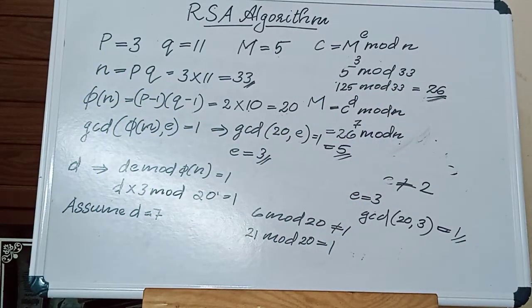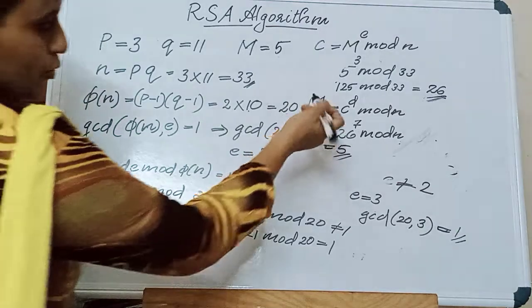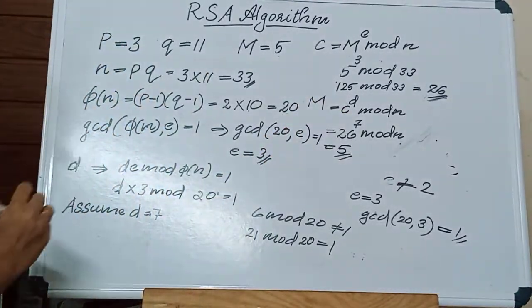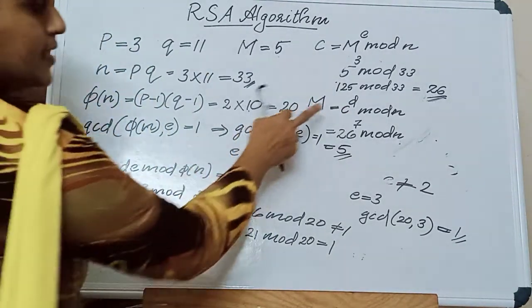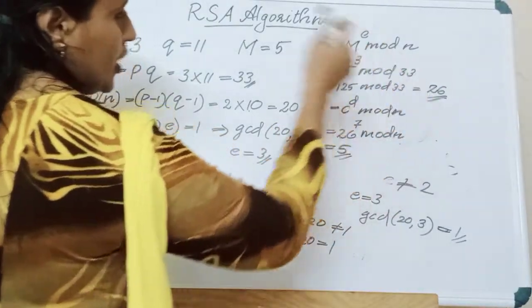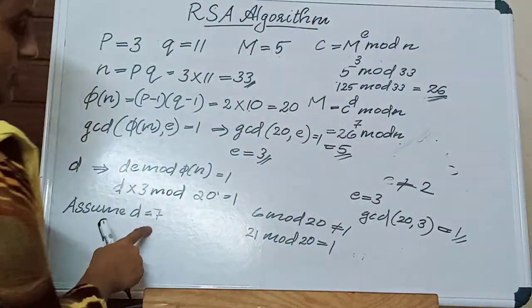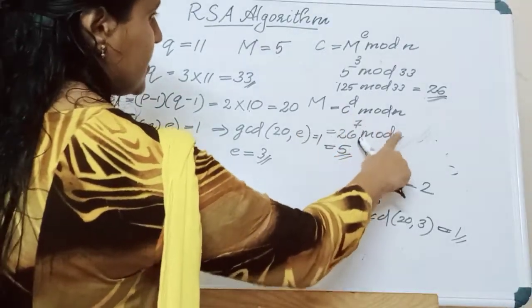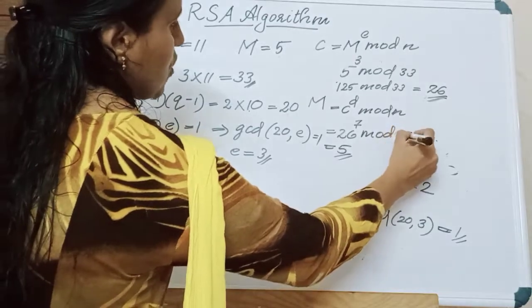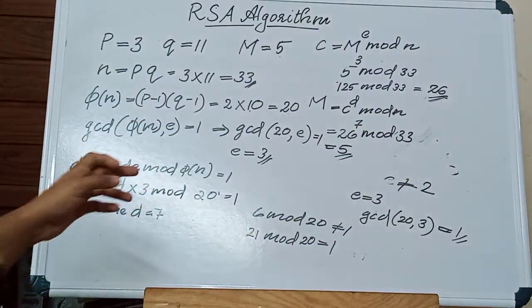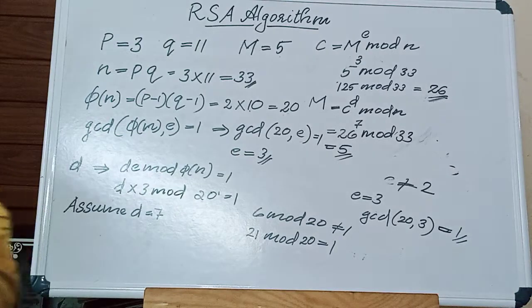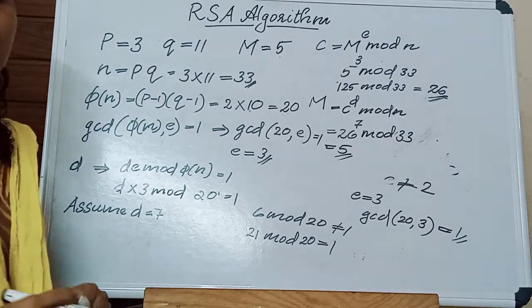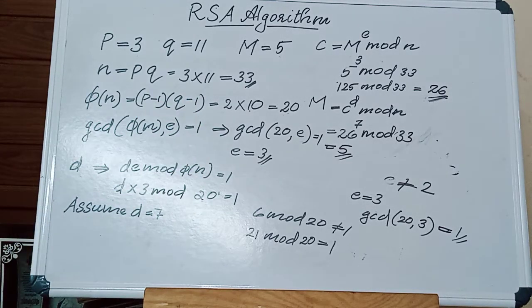Next is decryption. For performing decryption, use this formula m is equal to c raised to d mod n. Here c value is 26, d value is 7, so 26 raised to 7 mod n, n is 33. After calculating this mod, we will get the plain text, 5. Here, ciphertext is 26, plain text is 5. Okay, it's an example of the RSA algorithm.